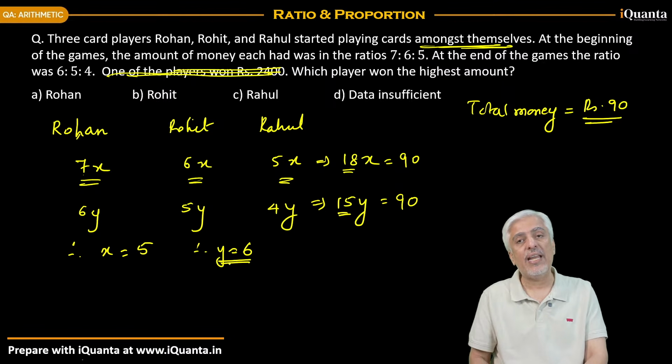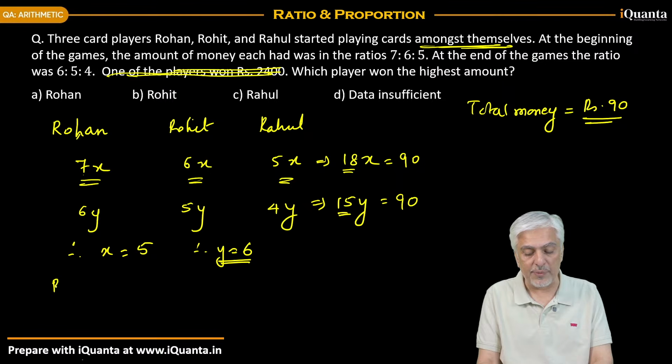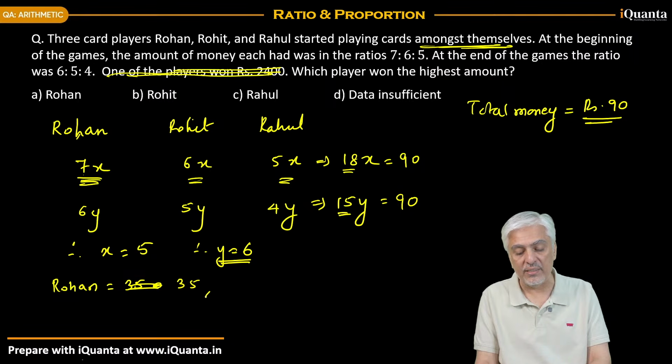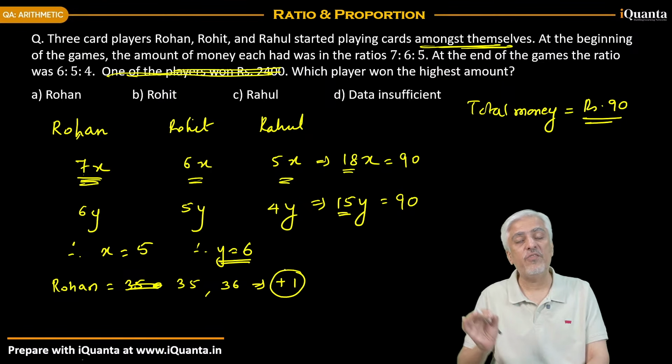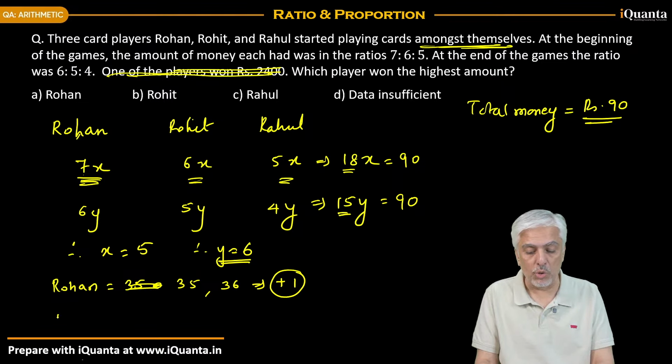Now let's check for every person, are they winning or losing? So what happens for the first person? What is happening for Rohan? He started with 7x, which means he started with 35 rupees. And at the end, he had 6 6s are 36. So he went from 35 to 36. He started with 35 and now has 36. So can I say he has gained 1 rupee? So he's a winner. Rohan is definitely a winner. I don't know whether he's the best winner or not, we'll see that later.